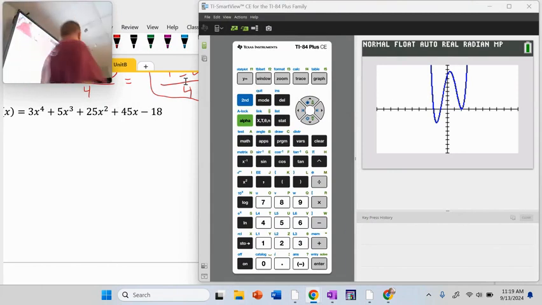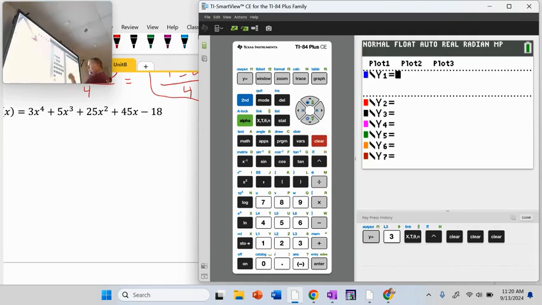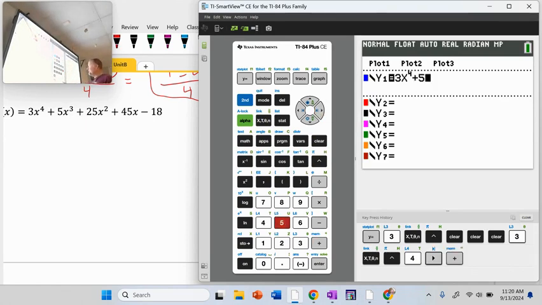All right, y equals. Okay, then you can catch up with me. Wrong, I'm going to clear that. I don't like seeing all that old stuff. So 3x to the 4th power, plus 5x to the 3rd.